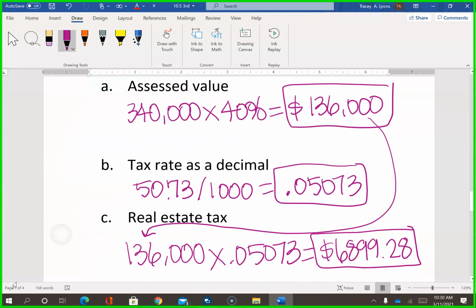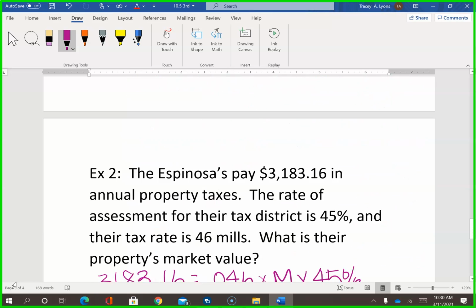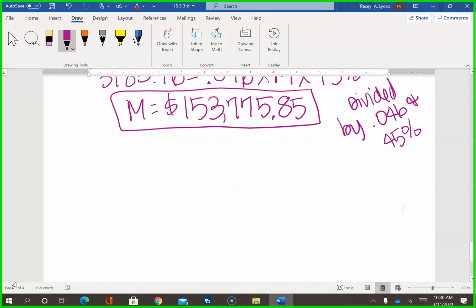Again, the assessed value is just what they go by to figure out your taxes. It is not the value of your home. So basically, they bring it down so that everybody is taxed kind of in an equal way, according to how much your house is worth. That's it.